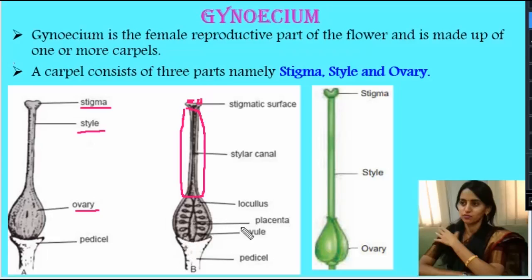The ovary is the enlarged basal part of the carpel. This ovary consists of a number of ovules, and these ovules are attached to a cushion-like tissue. Look at this. This is a cushion-like tissue, and this tissue is known as placenta.